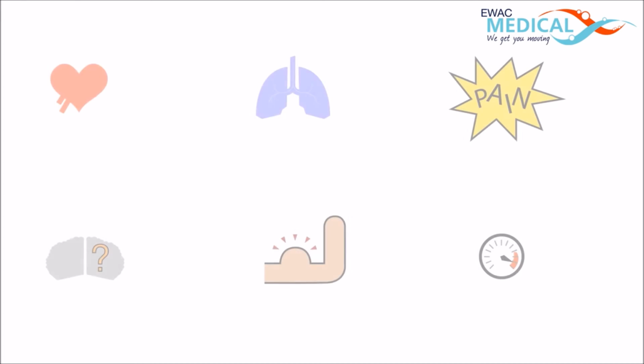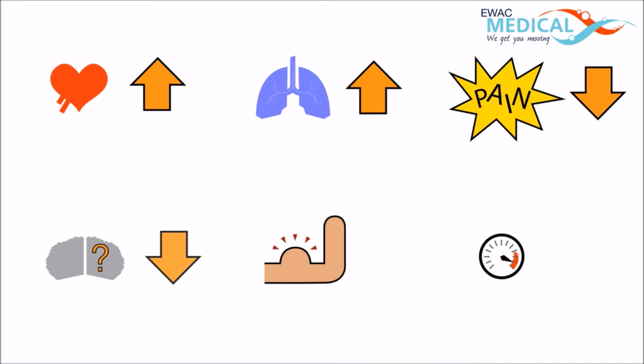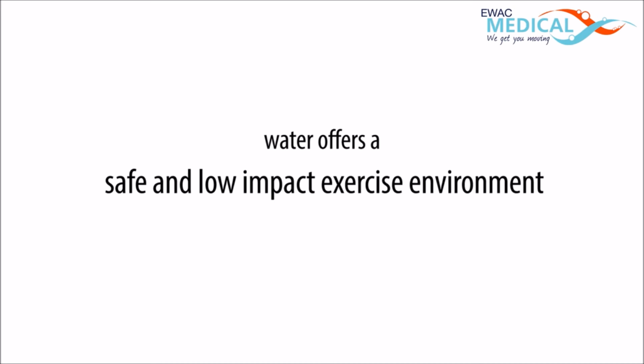And now we will summarize the physiological effects that play a role in aquatic therapy. When exercising in water, the efficiency of the heart rises. The workload on the respiratory system increases, making it possible to train the respiratory muscles. Pain sensation is reduced. Proprioception is reduced. Blood flow to the muscles is increased. And blood pressure drops. Water offers a safe and low-impact exercise environment.